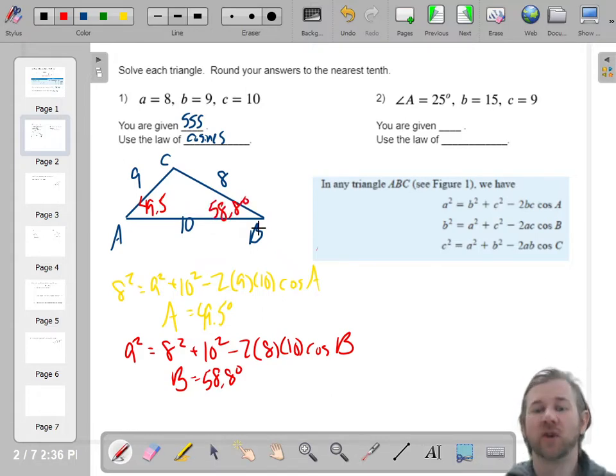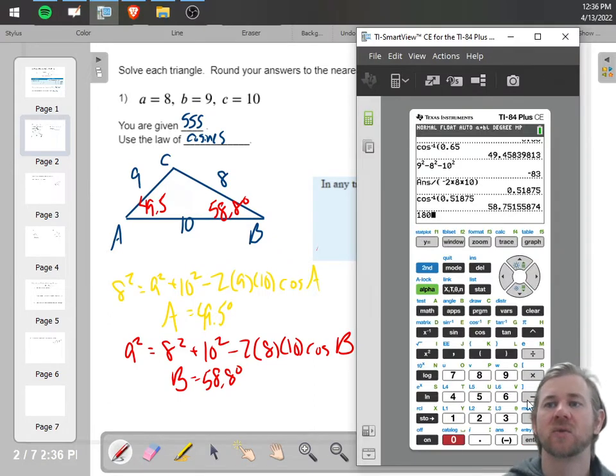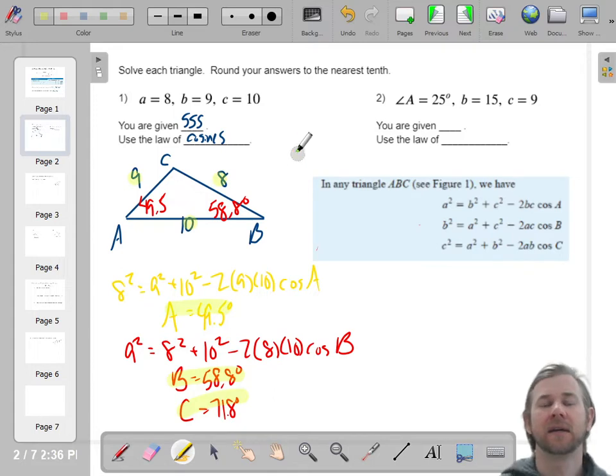Now, once you have two of the angles, you can subtract and get the third, but I never want to round anything, even though sometimes you're tempted. I'm just going to do 180 minus this decimal with all of them, minus this decimal with all of them, and we'll see what I get. So 71.8. C is 71.8 degrees. So now I have A, B, and C, and I already had little a, b, and c, so I'm good.